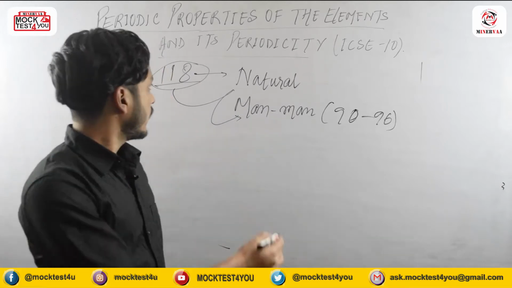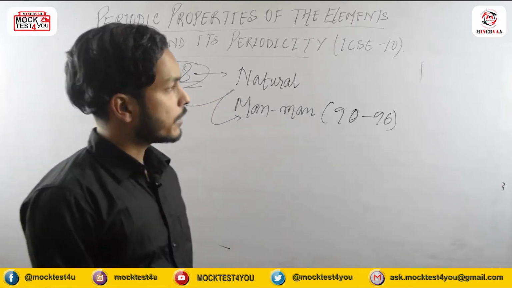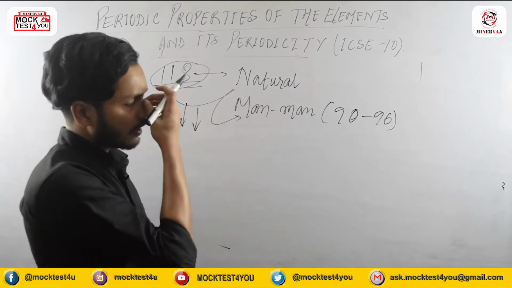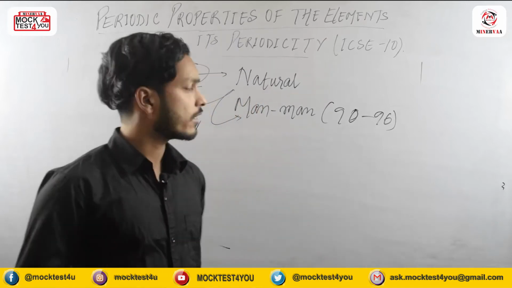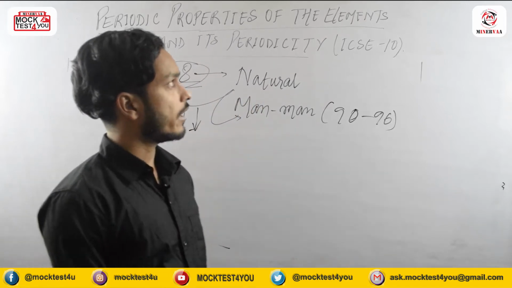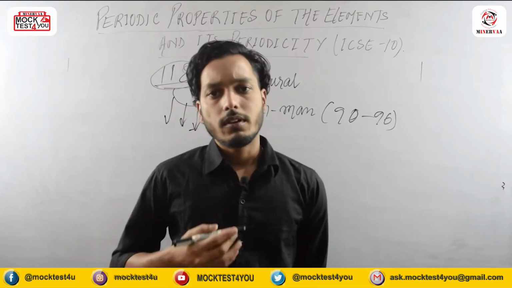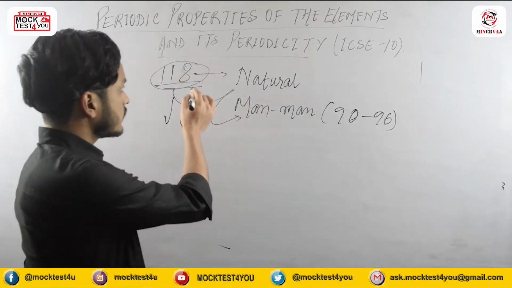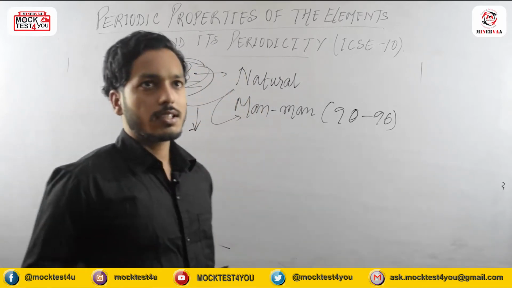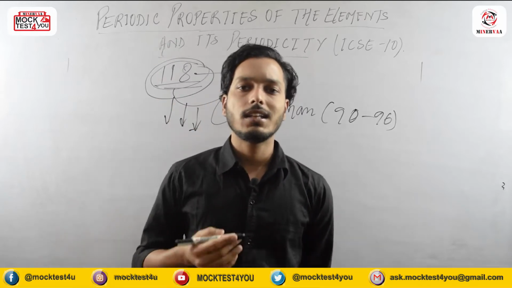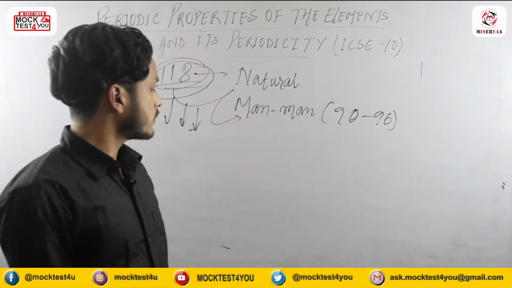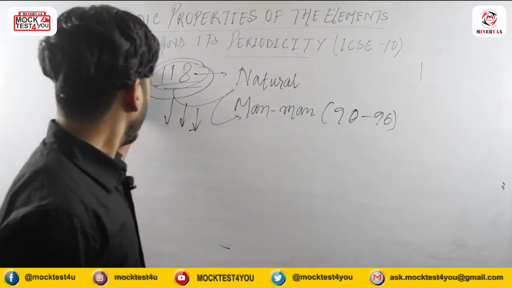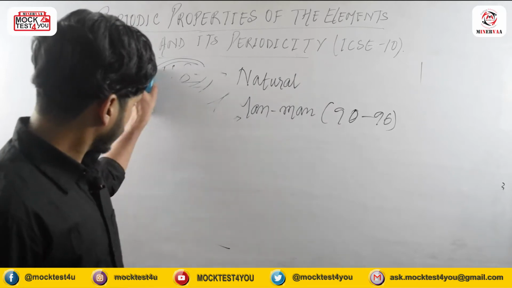So as we know that there are 118 elements, and it becomes very difficult to study these elements one by one, right? If you study these elements one by one, it will become very difficult. So the scientists have tried to develop a method through which we can study these elements very easily and very effectively, right? So for this purpose, there was a need of the periodic table, right? So I hope we have got this.